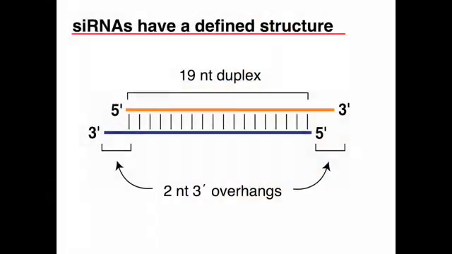So siRNA has a defined structure. It has this duplex region, and it has 2 overhangs at the 3' end. And this duplex region is about 19 nucleotides long. And it is this antisense strand that acts as an active strand to be involved in the RISC complex formation, and then further targets to find the targets in the cell.